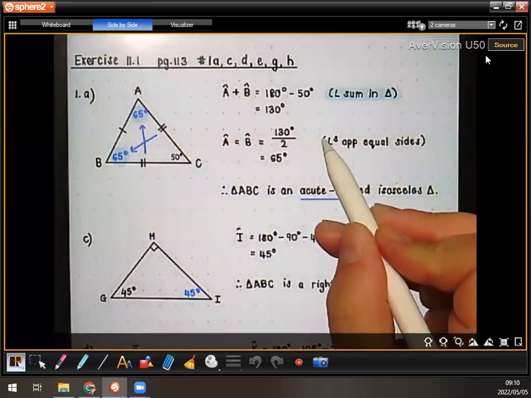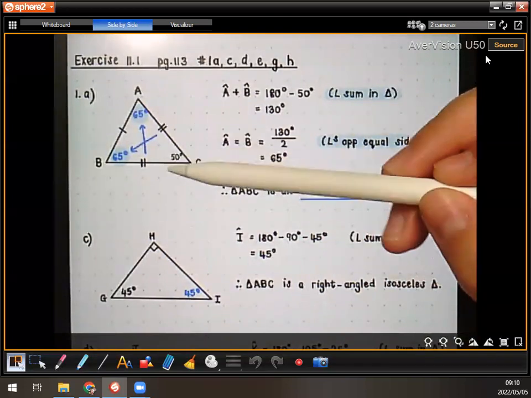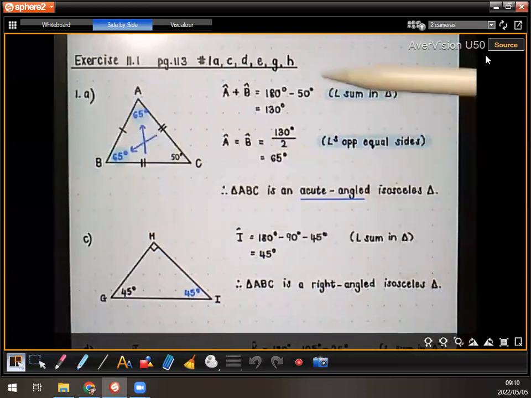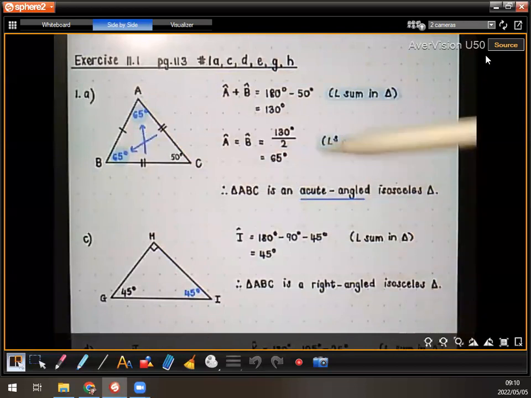The reason for that is, remember we learned this yesterday, angles opposite equal sides. You have to have both reasons. If you don't have both reasons, you're going to lose them all. Okay, so make sure that you add that, please, guys. Now that you have a 50 and a 65 and a 65, now you can see for certain that these are 3 acute angles. So it's an acute angled isosceles triangle.